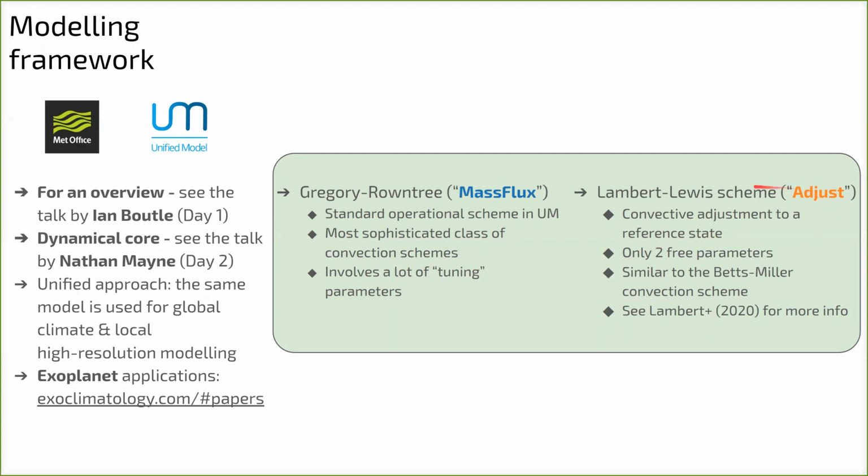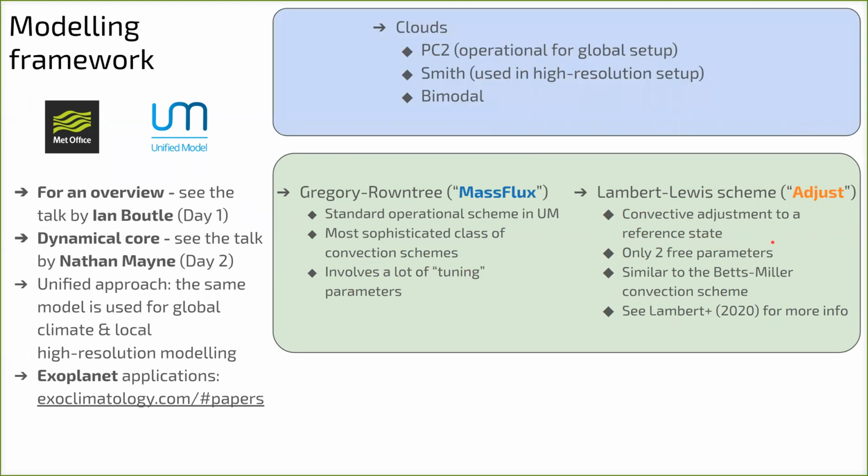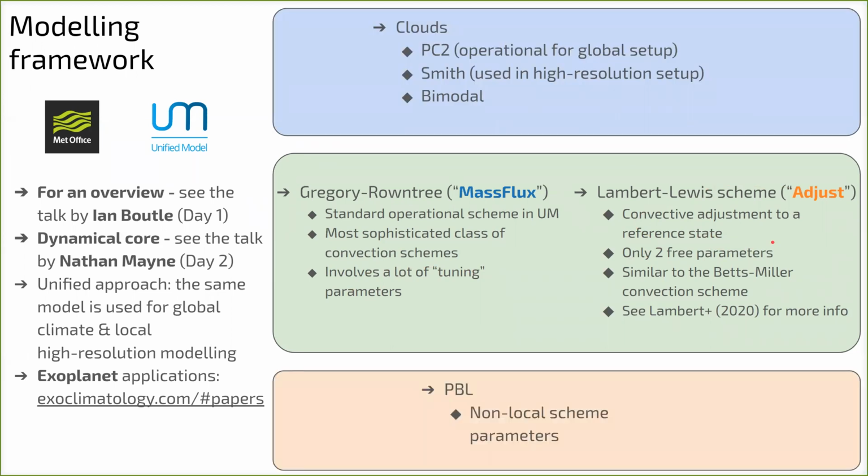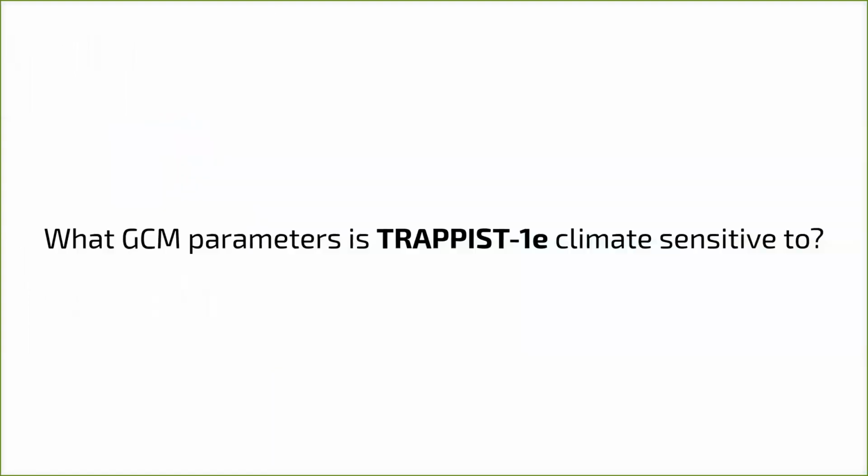We also have a simple convective adjustment scheme, which has only two free parameters, and so can be applied to more extreme climates of exoplanets. And this scheme interacts with both the large-scale cloud and boundary layer parameterizations. So the first question that I'm going to ask is, what GCM parameters is the TRAPPIST-1e climate most sensitive to?